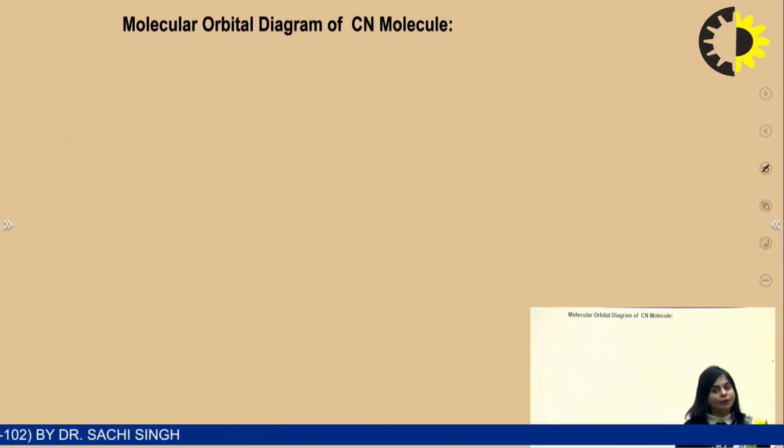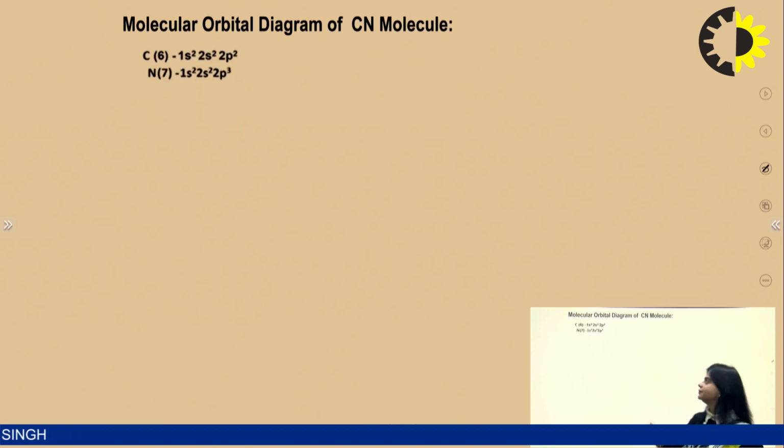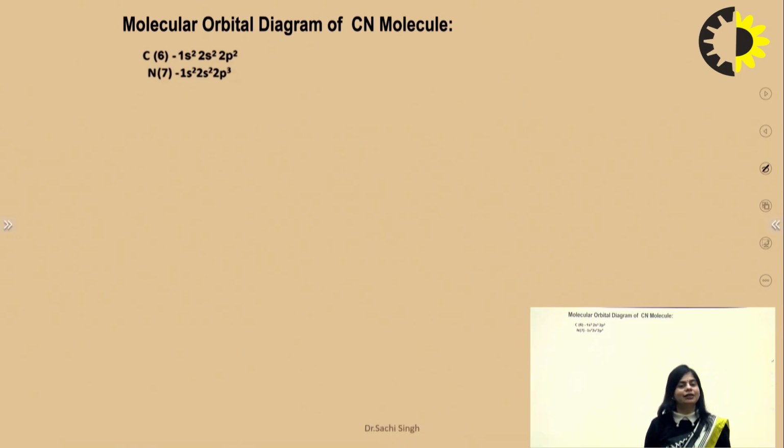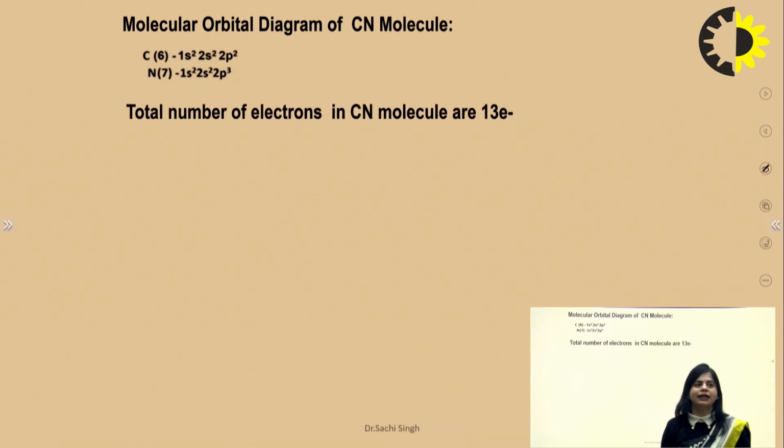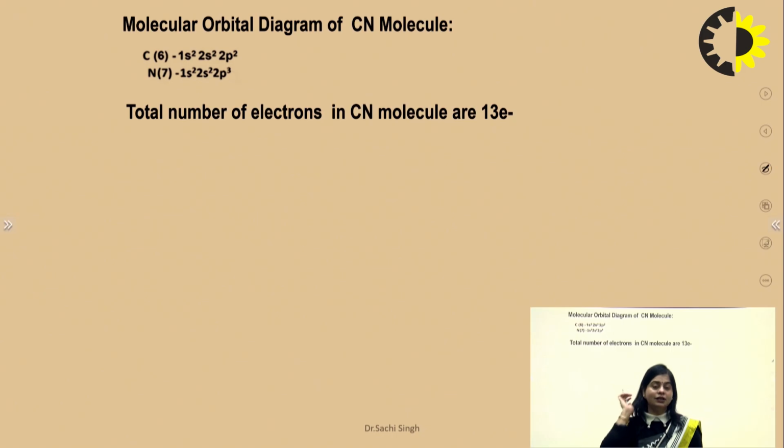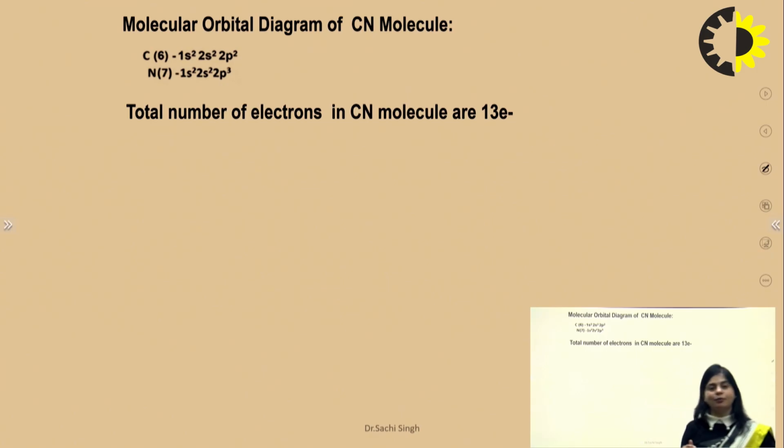So the atomic number of carbon is 6 and nitrogen is 7. So the total number of electrons in the CN molecule is 6 plus 7, that is 13 electrons. So if it is 13 electrons, which case is followed? The number of electrons is less than 14, so it follows case 1, where the number of electrons is less than or equal to 14.